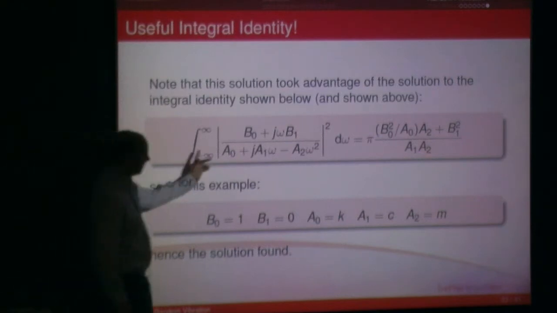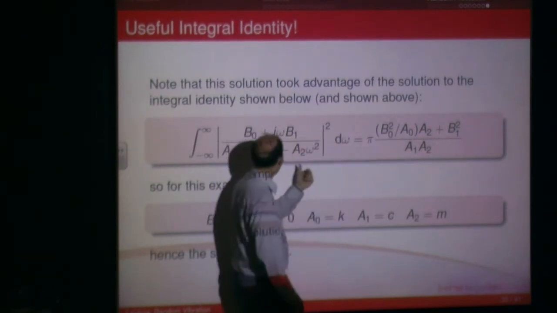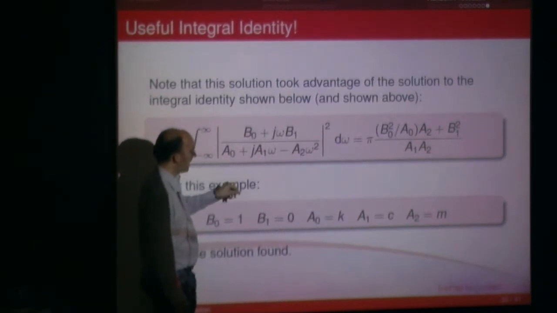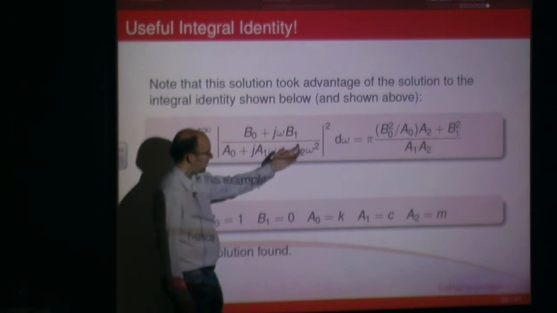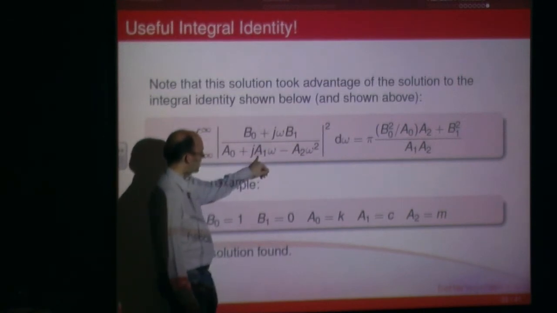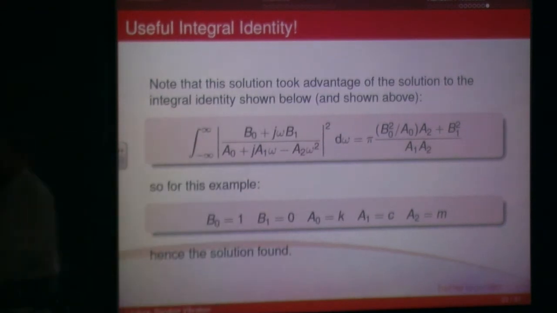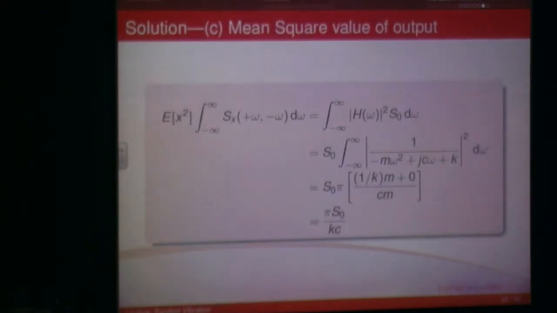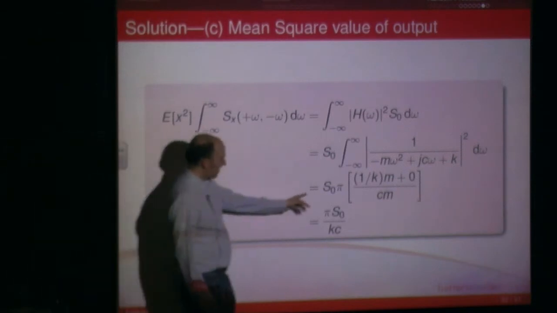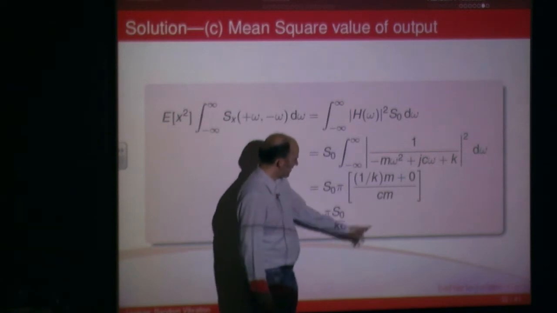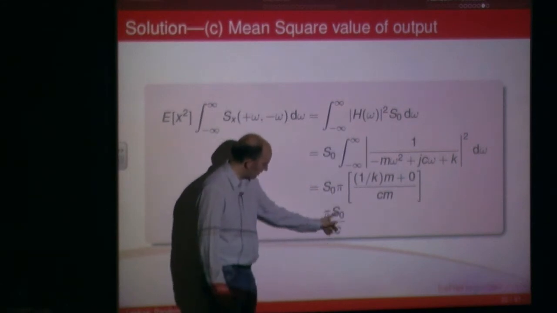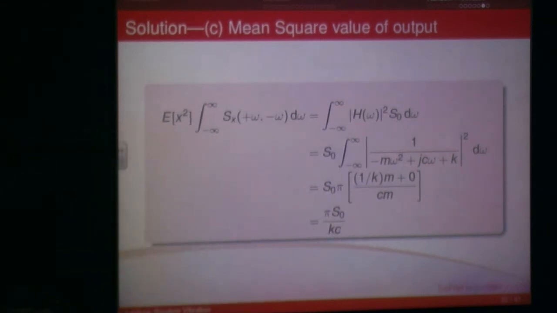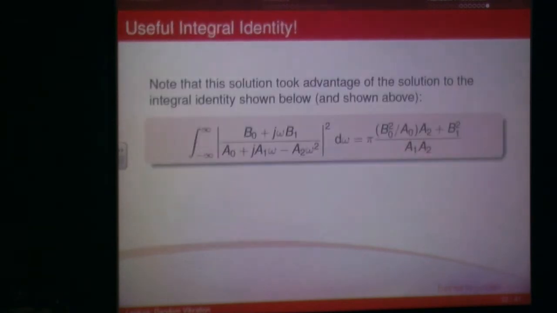We have B0, which is 1, so 1 squared divided by A0, which was k, so 1 divided by k, times A2, which is m. So we've got m over k, plus B1 squared, which is 0, and then on the bottom we've got c times m. If you go through the process, there's my term, 1 over k times m plus 0 over cm. Obviously the m's will cancel out, and I get 1 over ck there, times S0 pi, which is where that comes from. So that's a useful identity to know, but it's on your equation sheet, so you can use that if you need to.